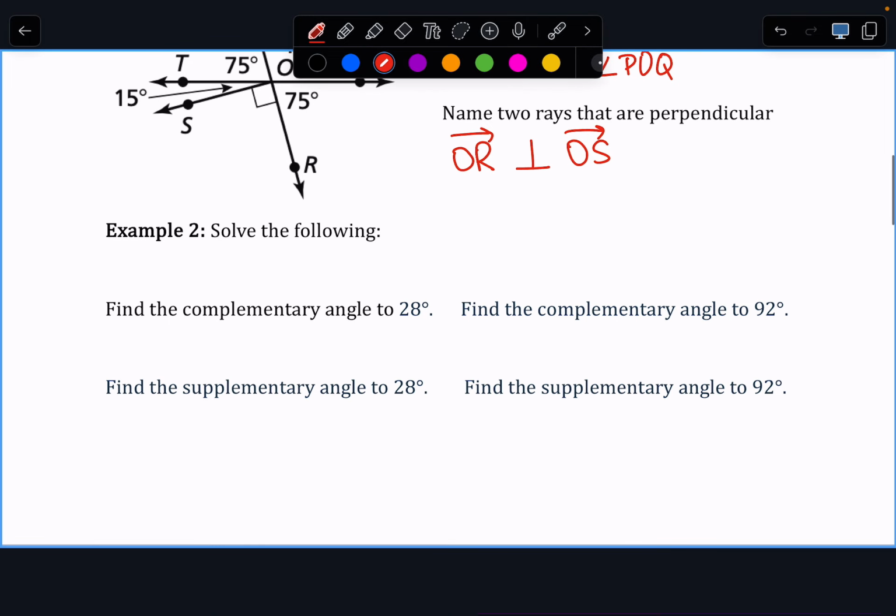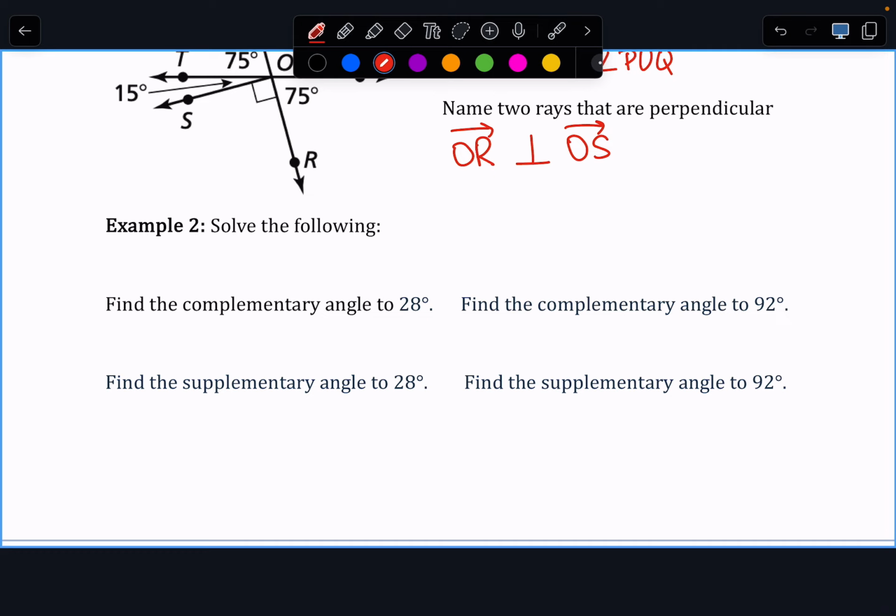Okay. I would like to give you a moment for you and your table to work through example 2. I'm going to give you like 60 to 90 seconds and then we'll talk about it all together.